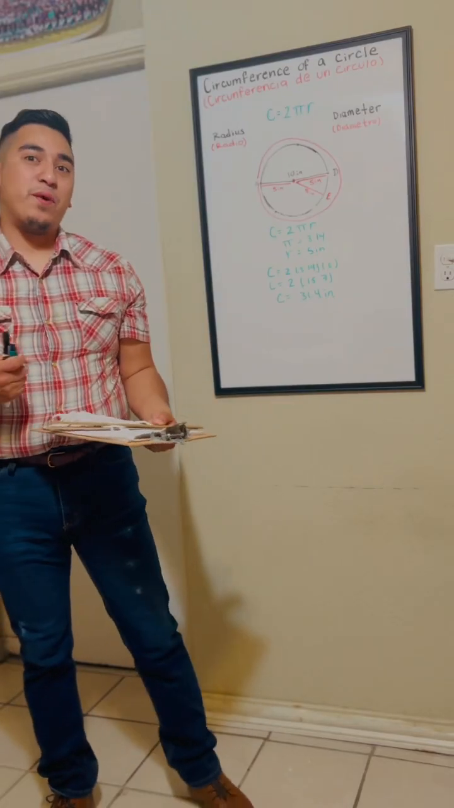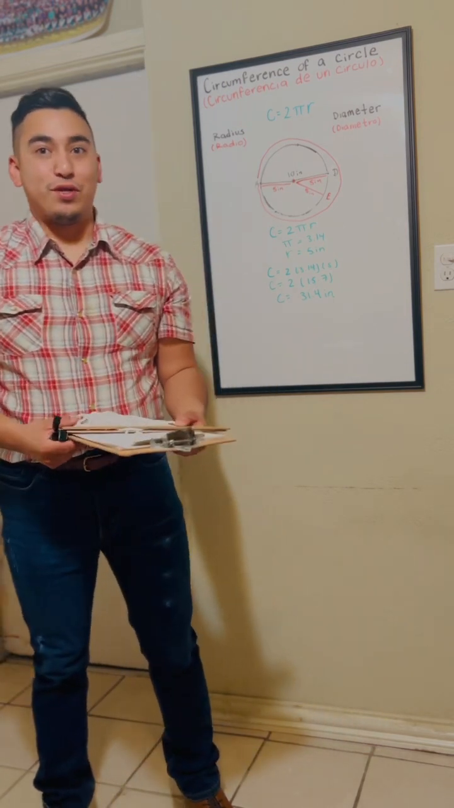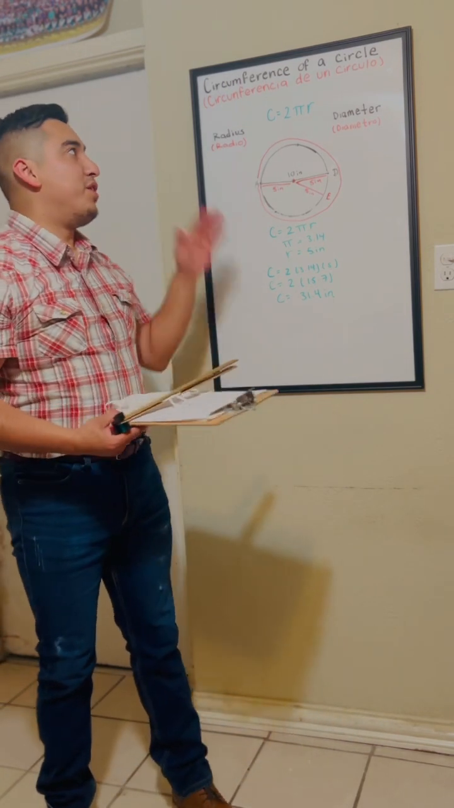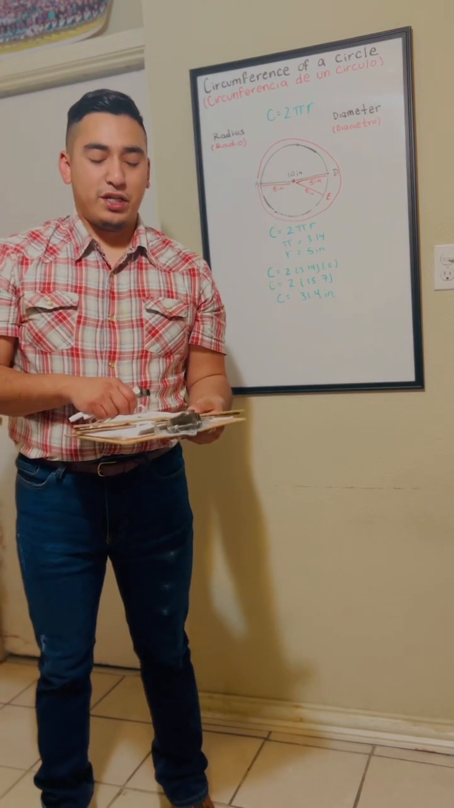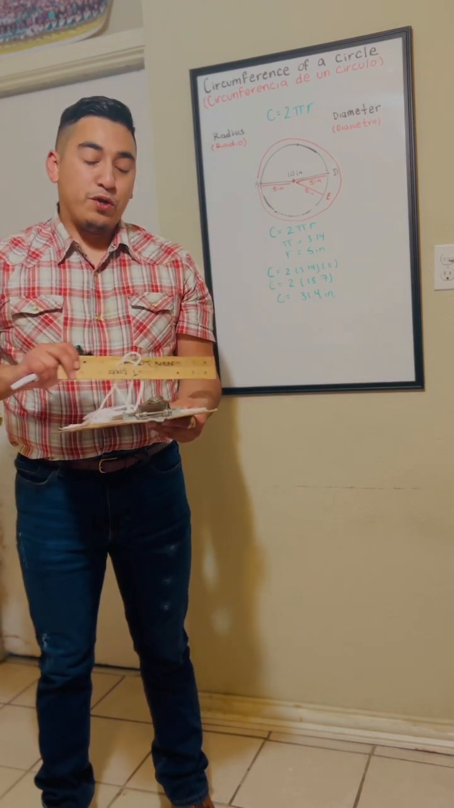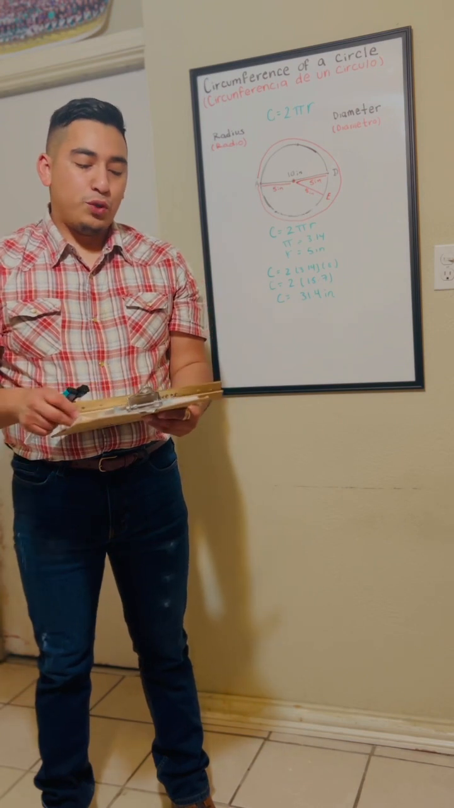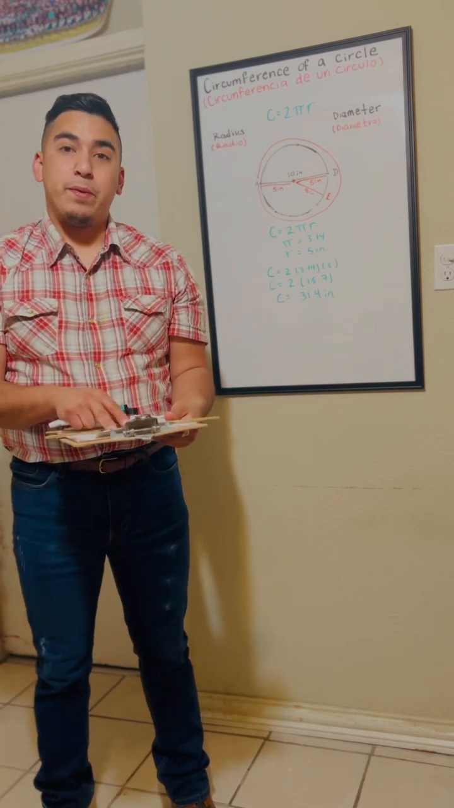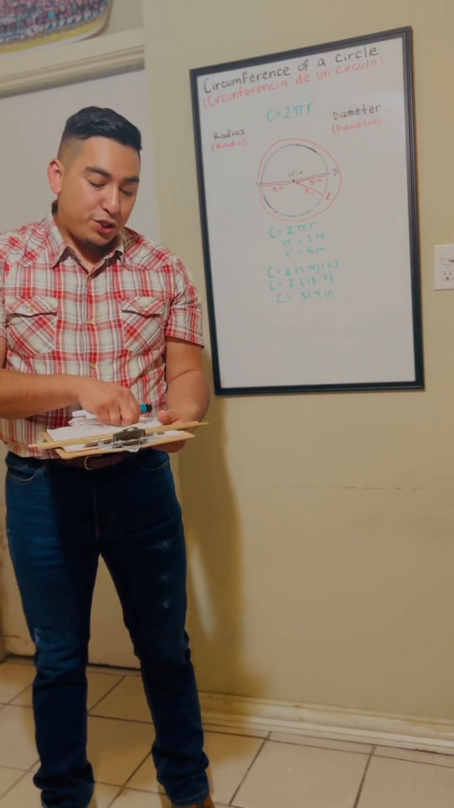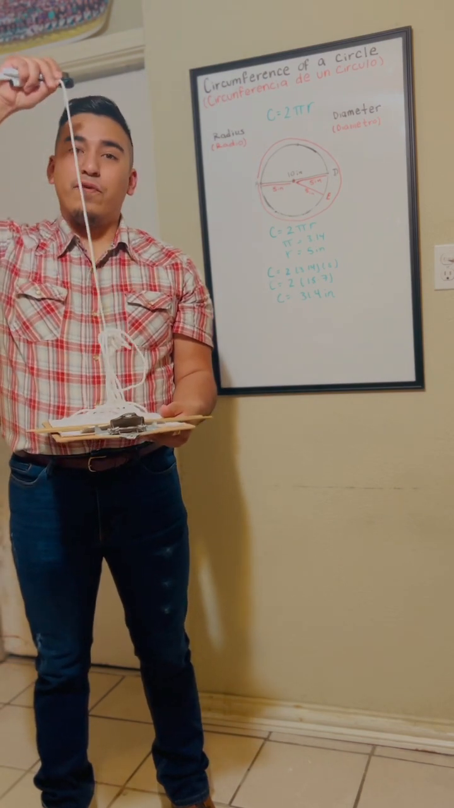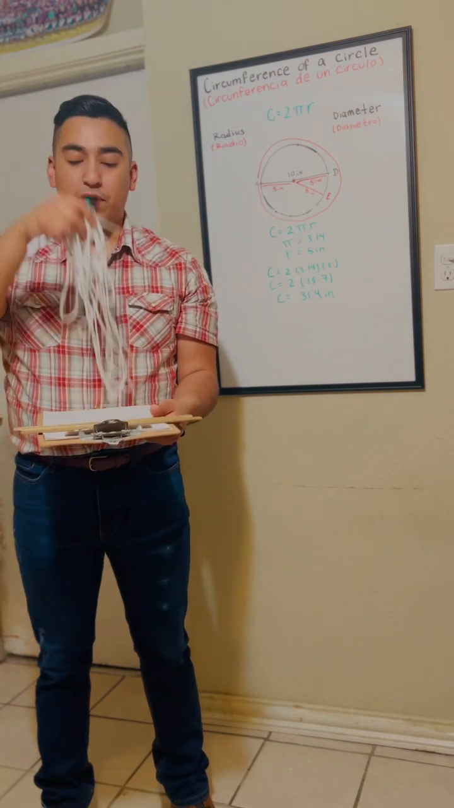All right, so now that we were able to find the circumference of the circle within the whiteboard, we're gonna go ahead and jump into some hands-on activities. So using a compass, we're gonna be able to draw some circles in a piece of paper. And then after drawing those circles, we're gonna go ahead and measure the circumference with a piece of string.